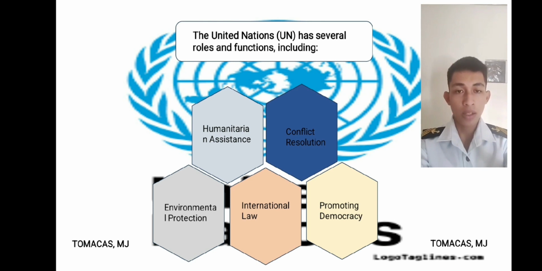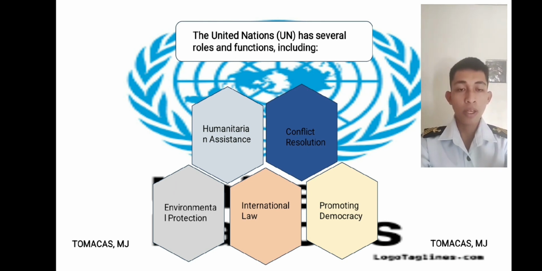The next one is international law. The UN plays a significant role in the development and enforcement of international law. It helps negotiate, establish, and uphold treaties, conventions, and agreements that regulate various aspects of international relations. This includes areas like disarmament, trade, human rights, and the peaceful use of outer space and oceans.